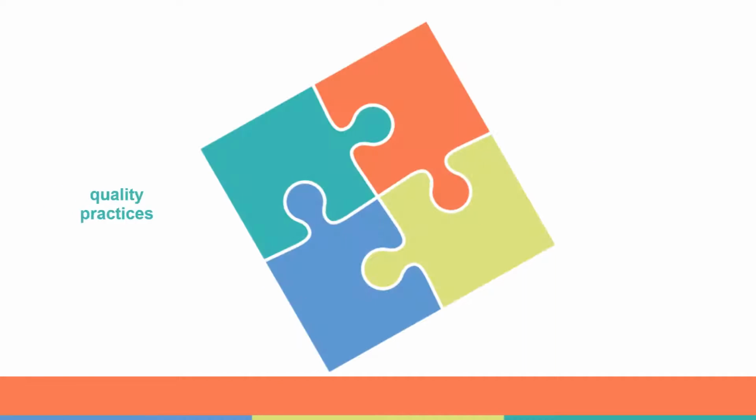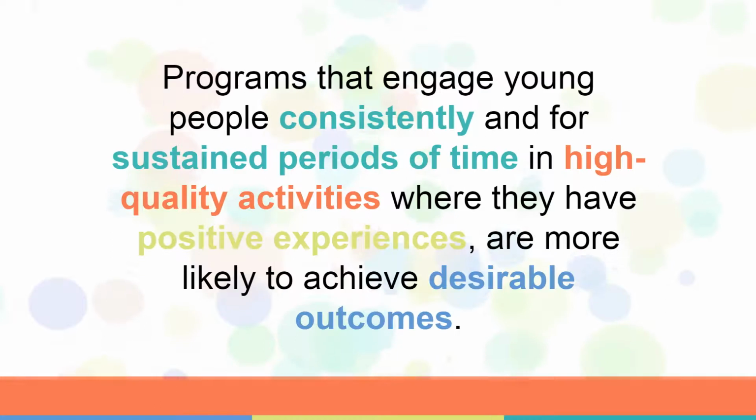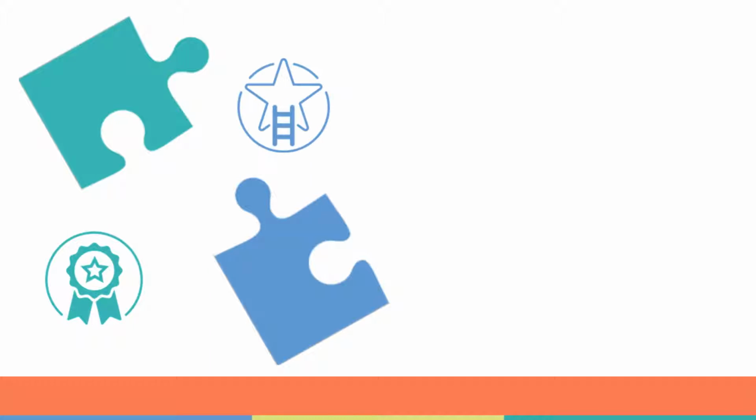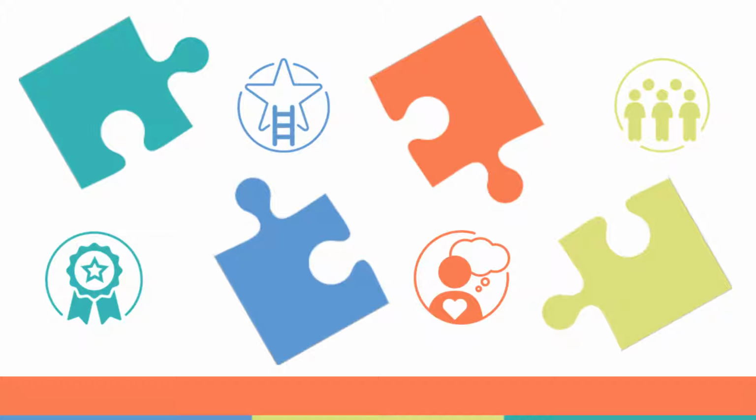When you put these 4 categories together, you get a more complete picture of what's happening in your program than any one of them can deliver individually. Remember, programs that engage young people consistently and for sustained periods of time in high-quality activities where they have positive experiences are more likely to achieve desirable outcomes. Although it is possible to plan and make improvements with only pieces of this puzzle or some of the categories, the clearest and most robust plans come when reviewing your site from multiple angles and multiple sources.